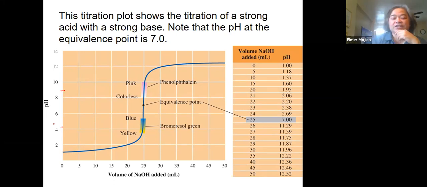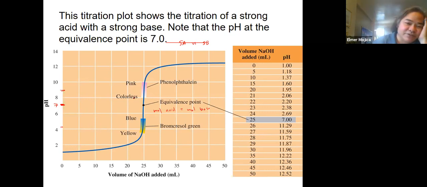Because what happened at equivalence point? What happened? Which is present in excess. So if you have here the moles of the acid, that is also equal to the moles of your base. So if you have a strong acid reacting with a strong base, your equivalence point is exactly at pH 7.